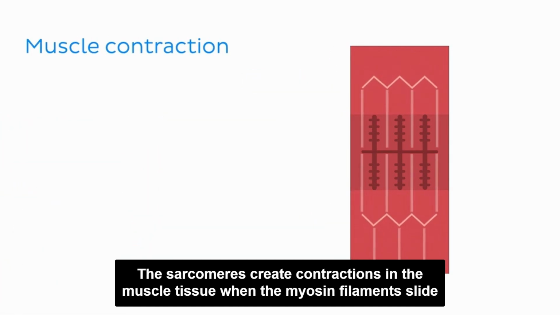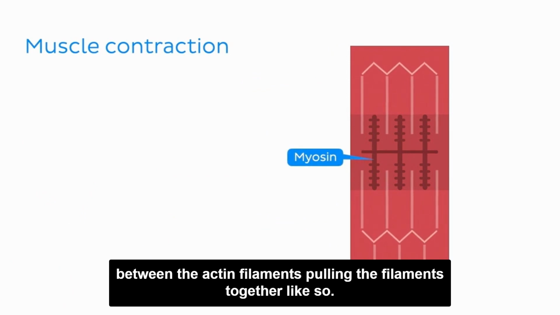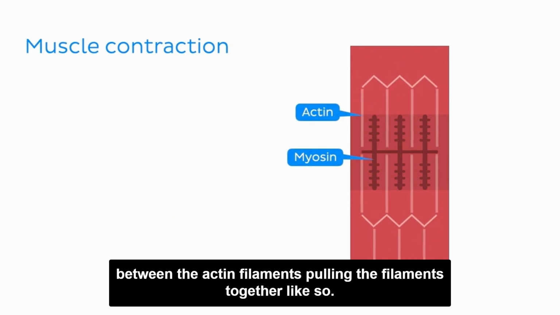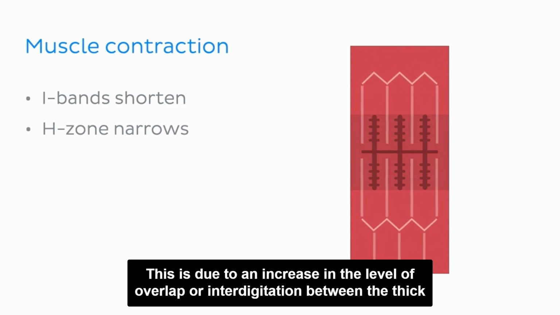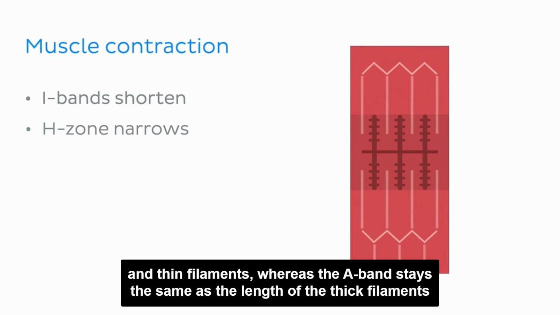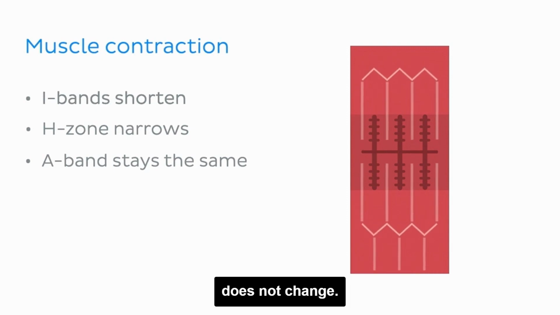The sarcomeres create contractions in the muscle tissue when the myosin filaments slide between the actin filaments, pulling the filaments together like so. During contraction, the I bands shorten and the H zone narrows. This is due to an increase in the level of overlap or interdigitation between the thick and thin filaments, whereas the A band stays the same, as the length of the thick filaments does not change.